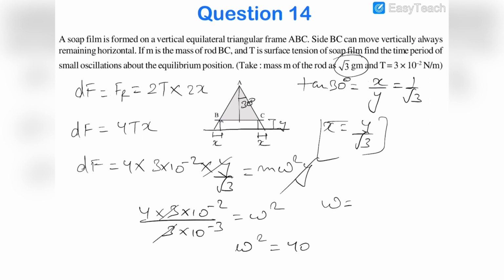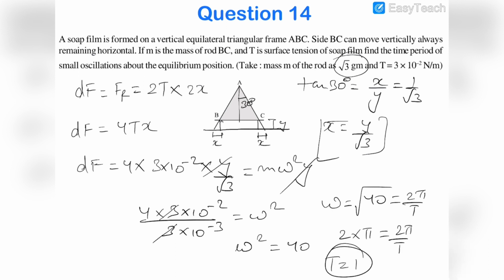So omega will be equal to under root 40, and this is equal to 2 pi by T. Now you know that root of 4 is 2 and root of 10 is pi. So this is also 2 pi, so this is 2 pi by T. So T will be equal to 1 second. So the correct answer is 1 second. Now we move on to the next question.